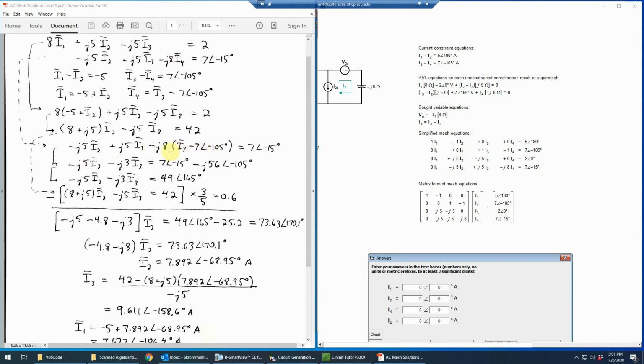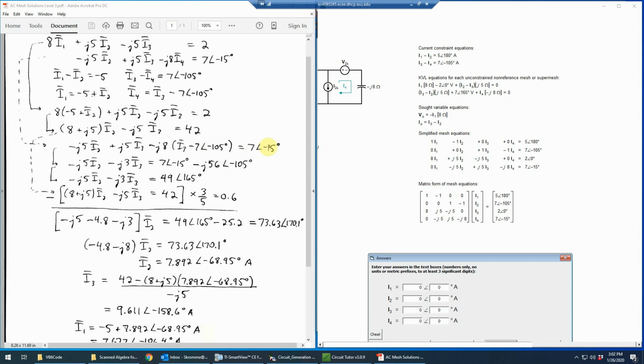And then again, I want to simplify this after substituting, so I see that now I have 2 I3 terms here and here, and so I have the minus j5I2, and then the I3 terms, I have j5 and I have minus j8 coefficients, so just adding those mentally gives me negative j3 I3. And then this constant term, I have minus j8 times minus 7 angle minus 105, a lot of minus signs there, and the 2 minuses will cancel, giving me a j56 angle 105, which I subtract from both sides.